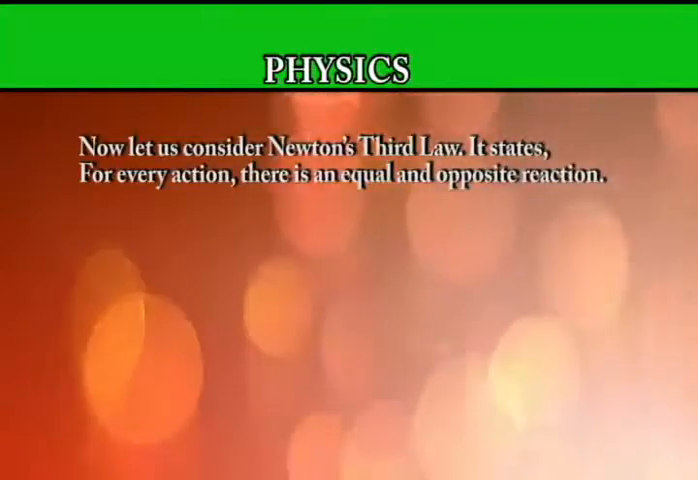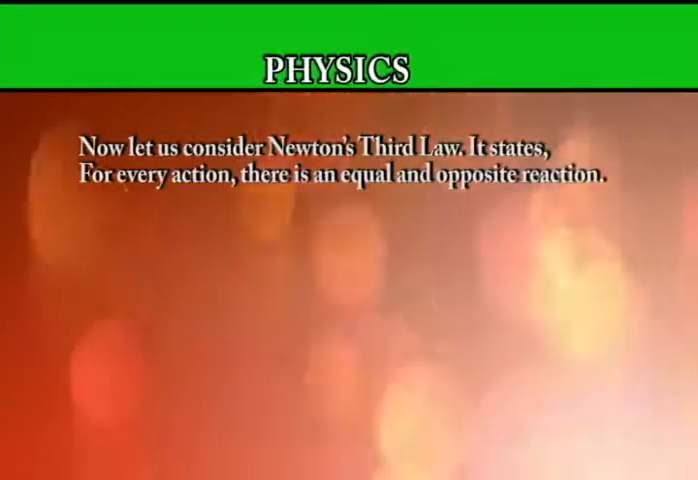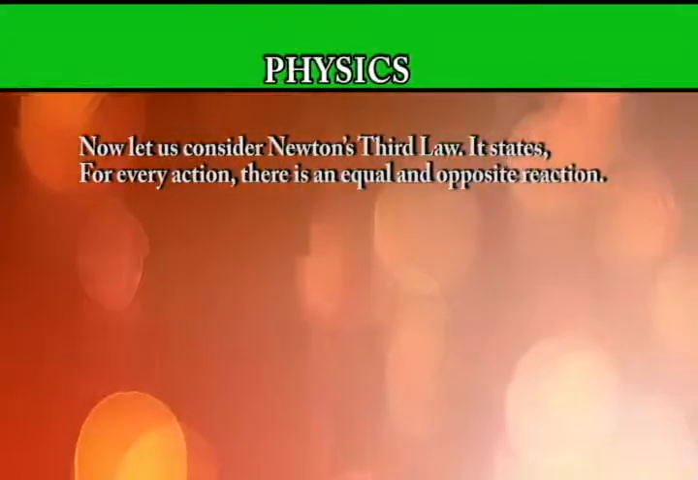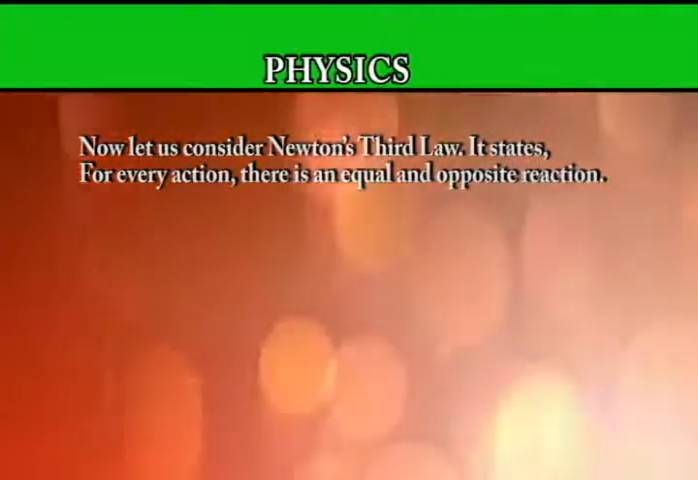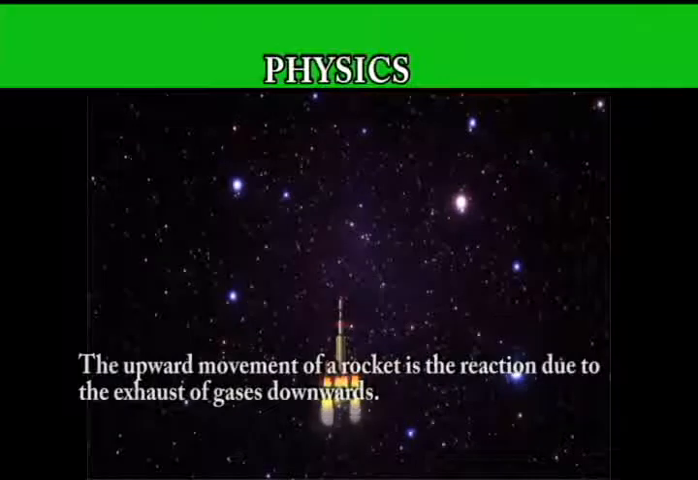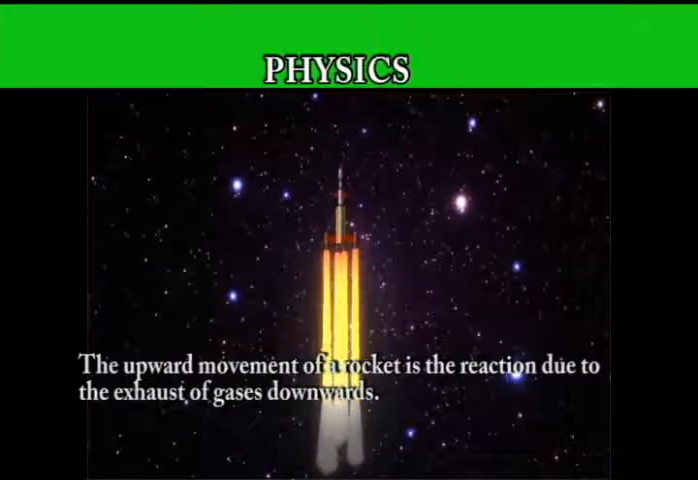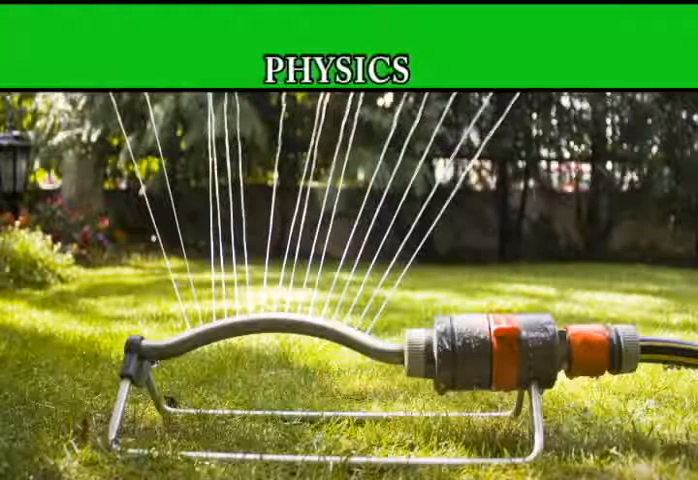Now, let us consider Newton's third law. It states, for every action, there is an equal and opposite reaction. The upward movement of a rocket is the reaction due to the exhaust of gases downwards. With the action of a rotary garden sprinkler, explain how the third law is applied.